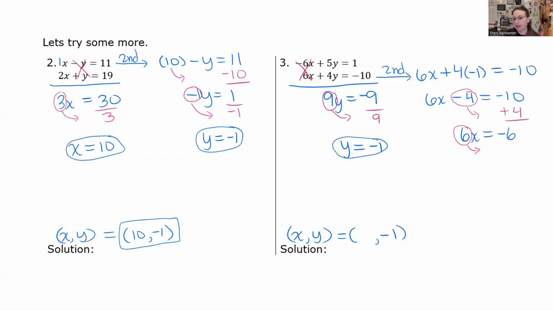What's my last step? Let's divide by 6. Negative 6 divided by 6 is what? Negative 1. Beautiful. Negative 1. The solution to a system is the point of intersection. That is the point of intersection.